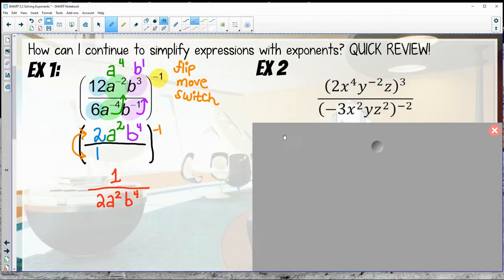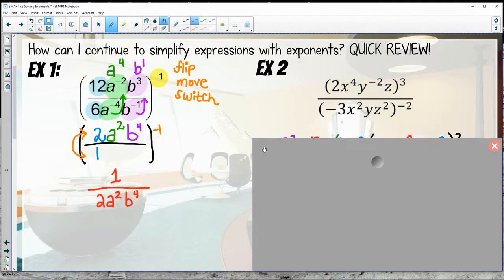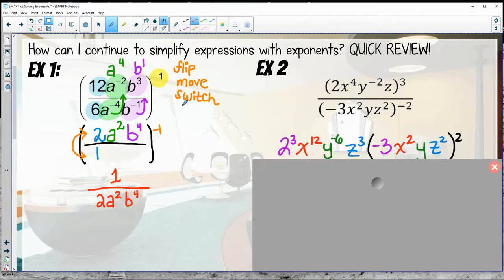Welcome back. So on example 2, we have a lot going on here. I think the first thing that makes this one a little bit easier is you can see I did a couple of steps at once, but I'll walk you through it. So here I did 2 cubed. I did x to the 4th cubed, so there's where x to the 12th came from. I cubed the y, so there's y to the -6. And I also cubed the z, so there's z to the 3rd.